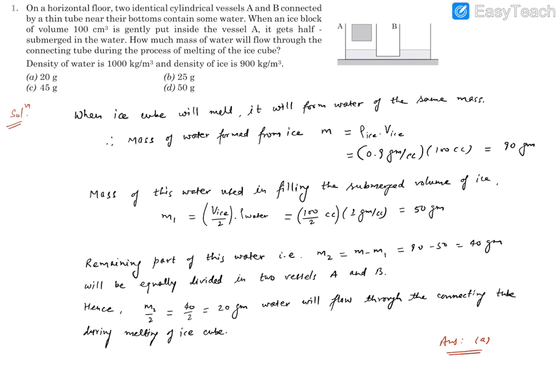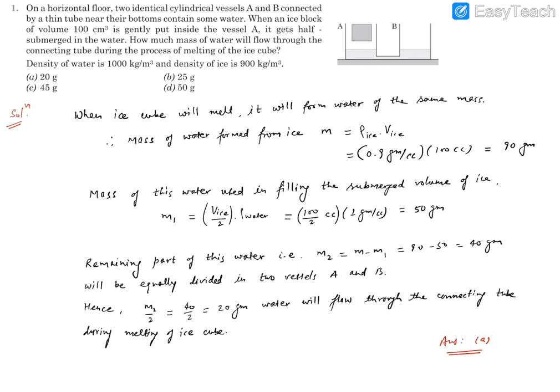So how much is the remaining part of water going to be? The remaining part of this water, let's call it m2, is going to be m minus m1. m I have set for the total water formed, and m1 was the water that has been used in filling the displaced volume. So it's going to be 90 minus 50, which comes out to be 40 gram. That means this 40 gram is going to be the extra water available after melting of this ice and maintaining the level that was there when the ice was half submerged.